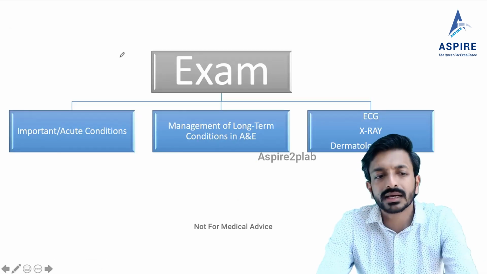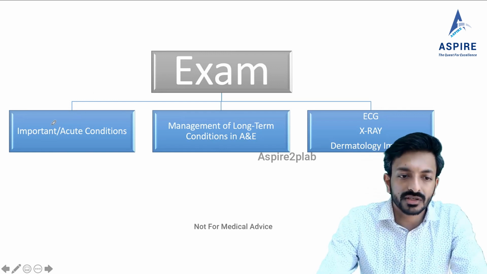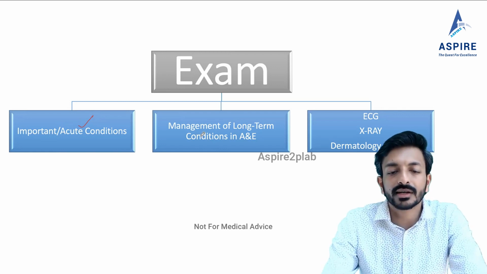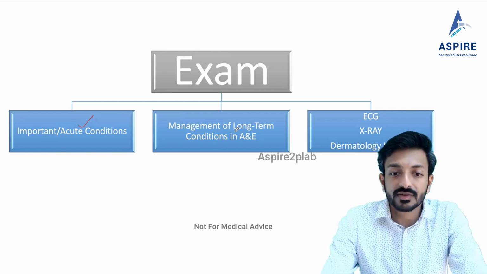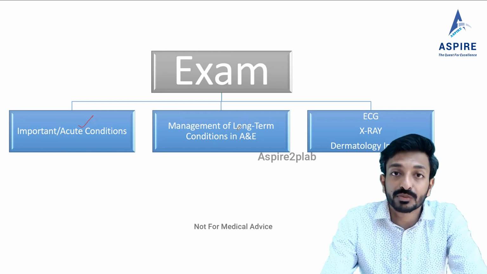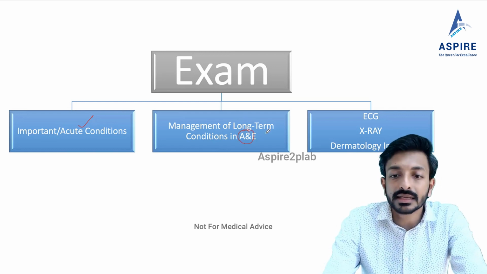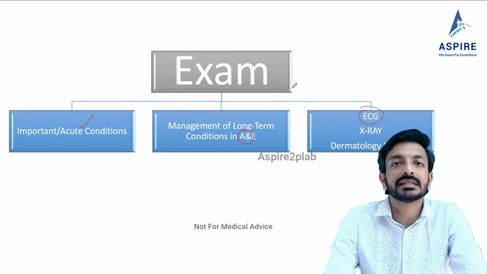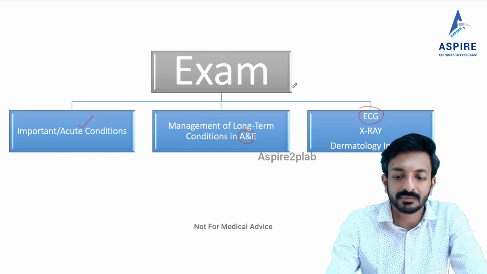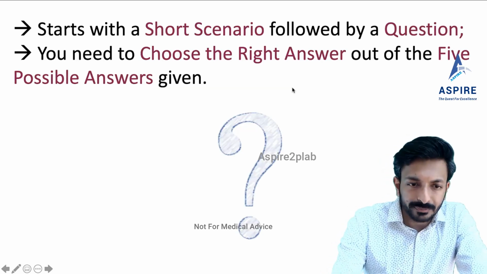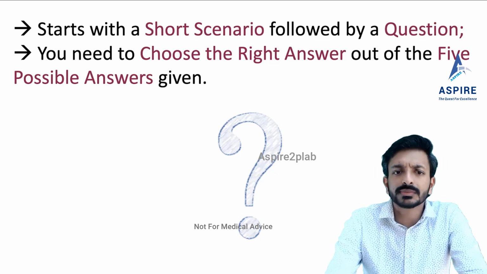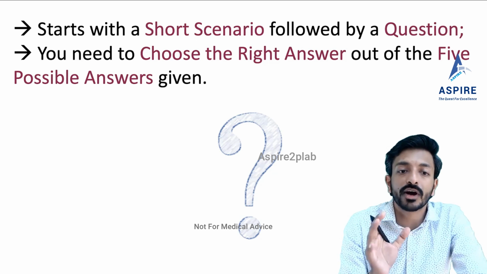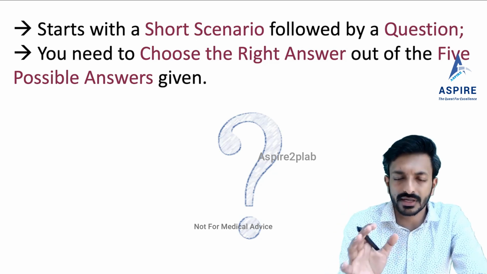So in PLAB1, what they are giving us is MCQ questions, as you know, and these questions are from the important acute conditions, and you will see many questions asking us the management that we are doing in the ward or in the A&E. Some ECGs you might see in the exam, X-rays you might see, and some dermatological skin images you might see in the PLAB1 exam, right? It starts with a short scenario followed by a question, and then you need to choose the right answer out of 5 possible answers given. So that is what PLAB1 is.